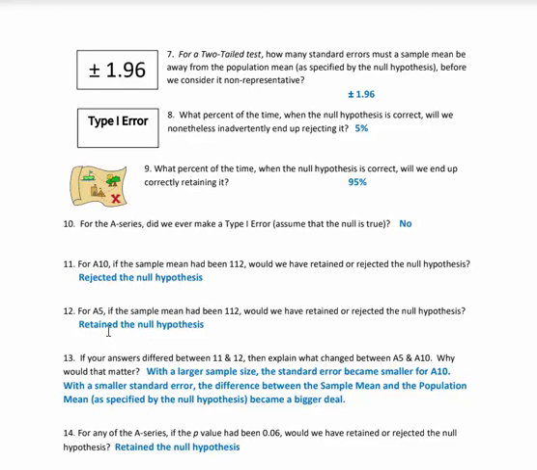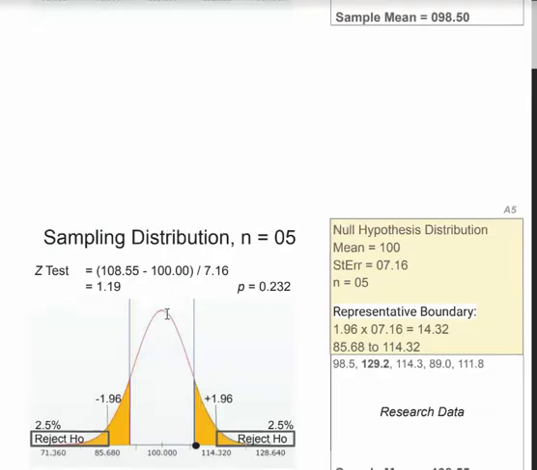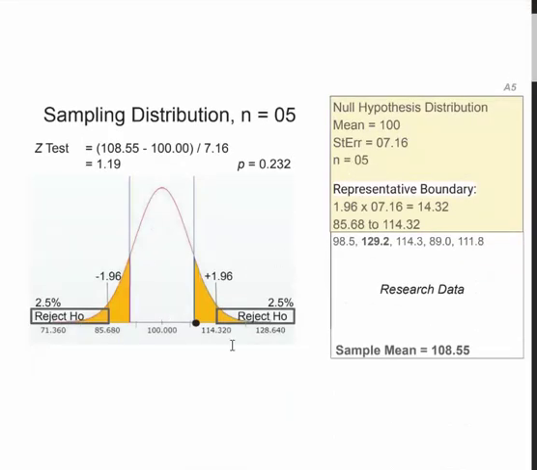Alright, for A5, if the sample mean had been 112, would we have retained or rejected the null hypothesis? So looking at a sample size of 5, if it had been 112, well, it had to be beyond 114.32 for us to reject it. That's where this reject zone starts. So 112, we would retain the null hypothesis. It wouldn't be in that reject zone.